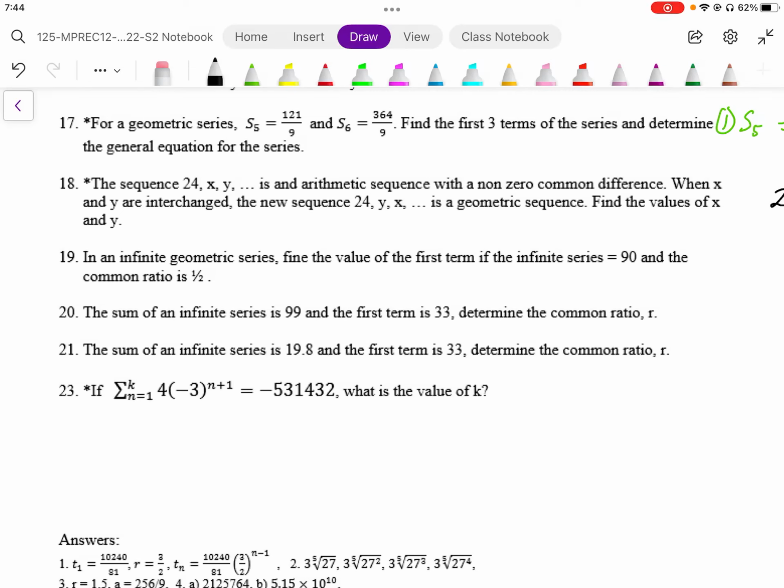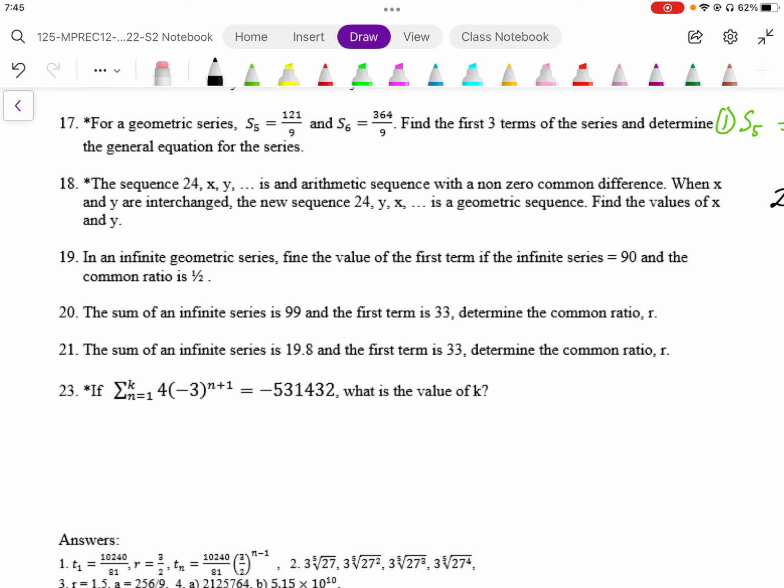18. The sequence 24, x, y is an arithmetic sequence and it has a non-zero difference. And when x and y are interchanged, the new sequence is 24, y, x, and it forms a geometric sequence. And so find the values of x and y.